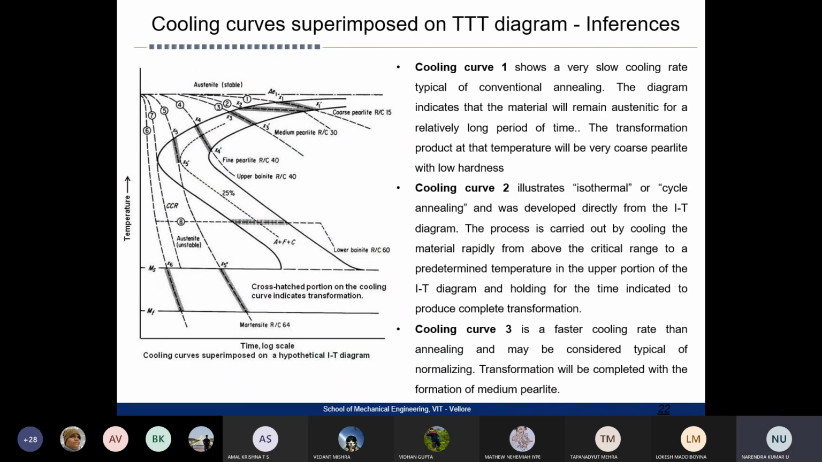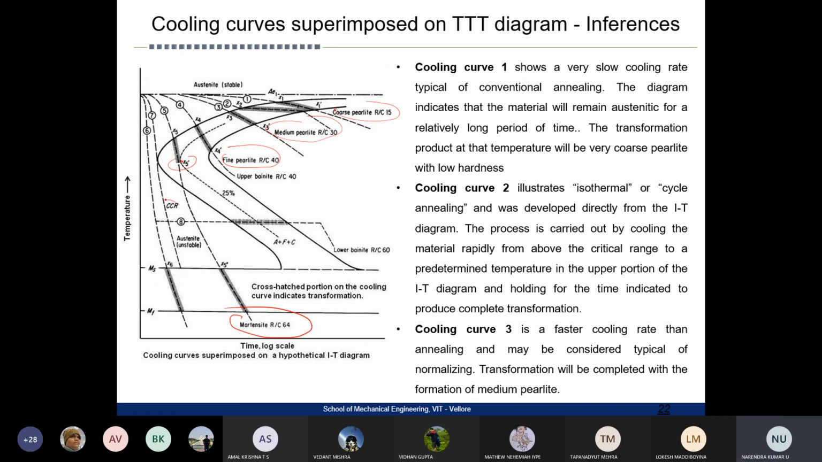So we will superimpose some different cooling curves, which we already saw before as an explanation. If you do different cooling curves, 1, 2, 3, 4, 5, 6, 7 are there. So the distribution is understood. When you do 1, you end up in coarse pearlite. If you do 2, you end up in medium pearlite. If you do 3, again you end up in medium pearlite. If it is 4, you end up in fine pearlite. And if you do 5, where the cooling curve is such that it's only 50%, you end up with martensite plus pearlite. So 50% is converted to pearlite, and the remaining 50% is converted into martensite.